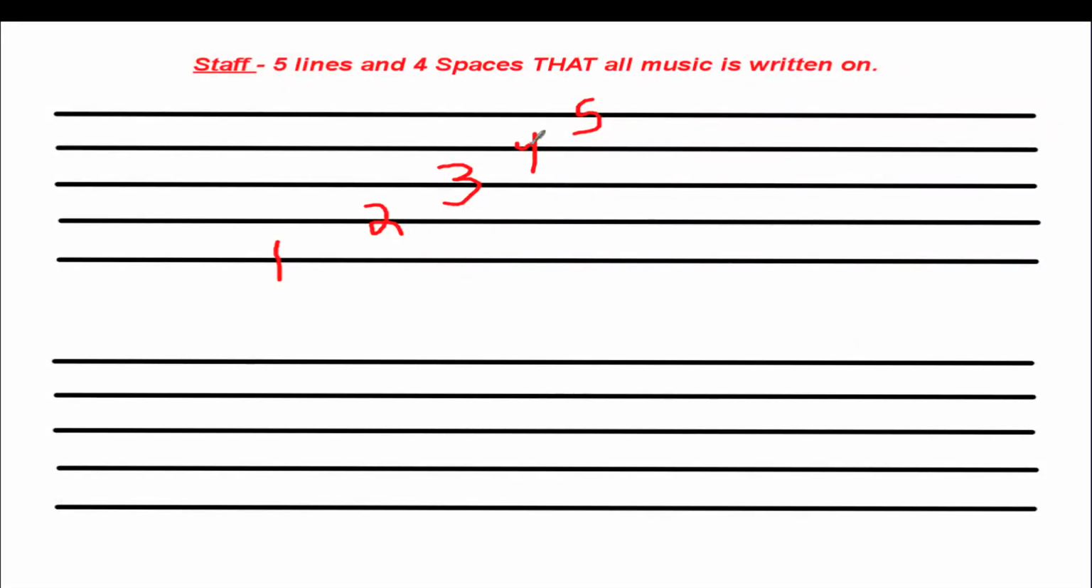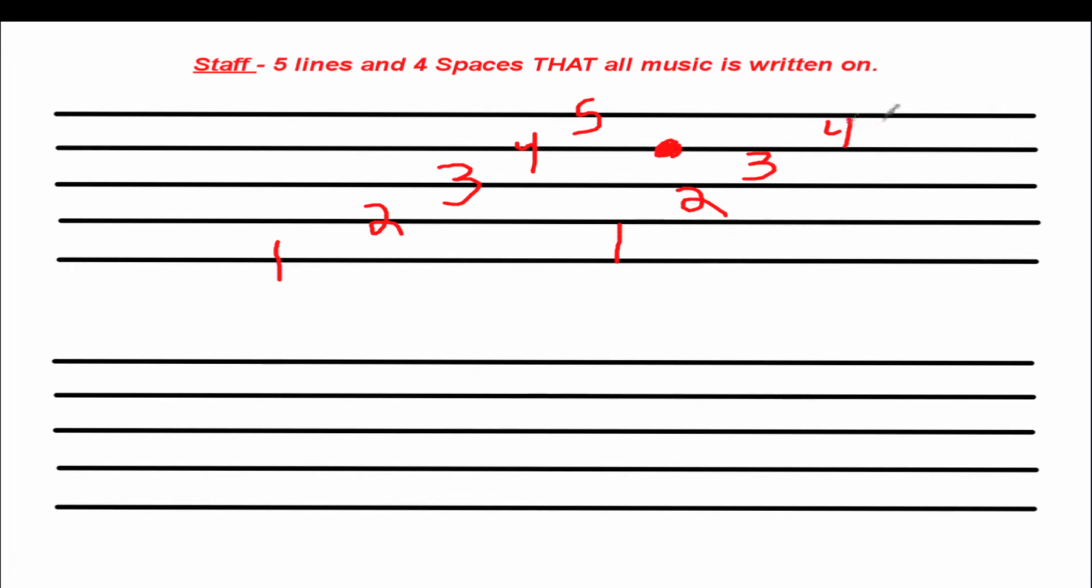So when we talk about music and about the staff, the 5 lines are numbered from bottom to top, 1, 2, 3, 4, 5. So if I say, show me where the 4th line is, it would be right here, because we always count from the bottom up. Same way with the spaces. We would consider this to be space 1, space 2, space 3, and then space 4. So we have 5 lines and 4 spaces. And that's how music is written, on this staff.